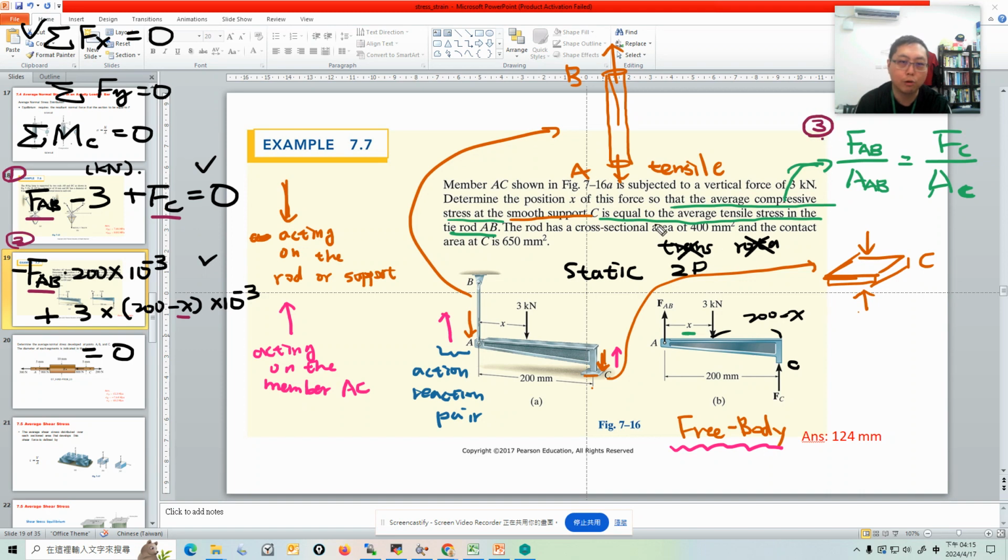That's why this problem must give you this description, because this is another condition. If the problem doesn't give you this condition, you cannot solve it. You'll never solve the problem because there are 2 equations and 3 unknowns. You never get a solution. That's why we need these 3.